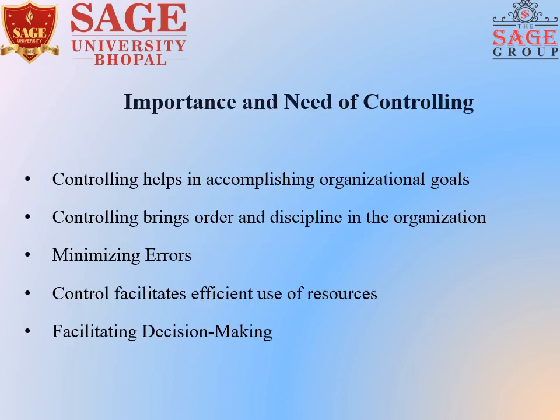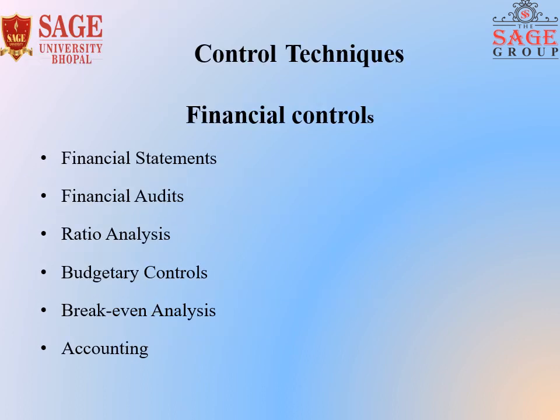Why do we need the controlling function in management? As we know, controlling helps us in different areas and parameters. It helps in achieving the organizational goals. By using controls, we create discipline and order in the organization, and we improve the effectiveness and efficiency of the employees. We also get efficient use of the resources we have, which is also used for decision making. It also minimizes errors.